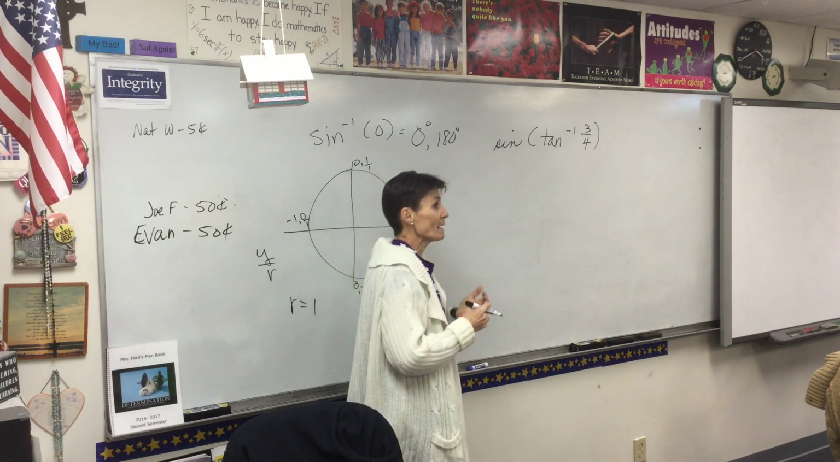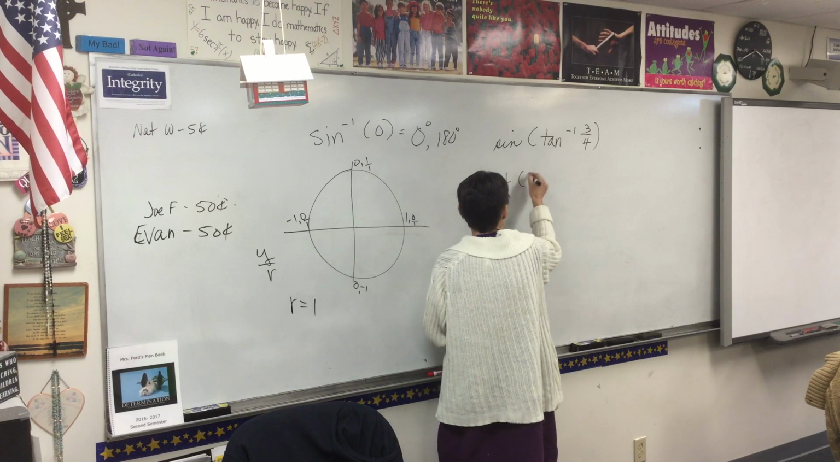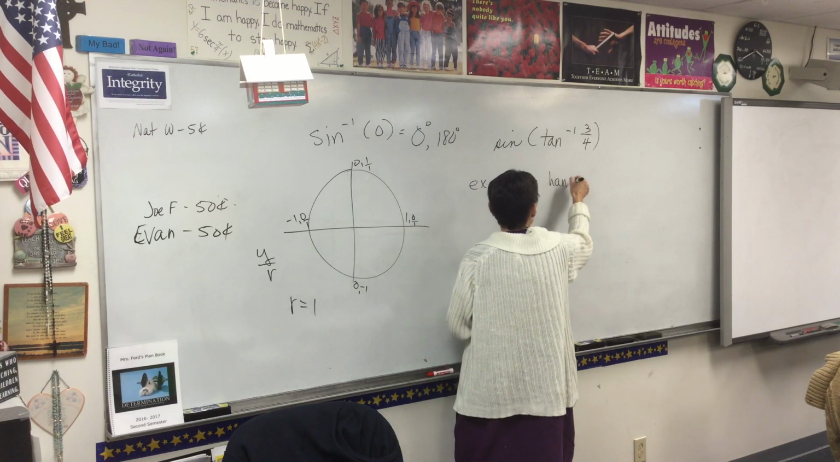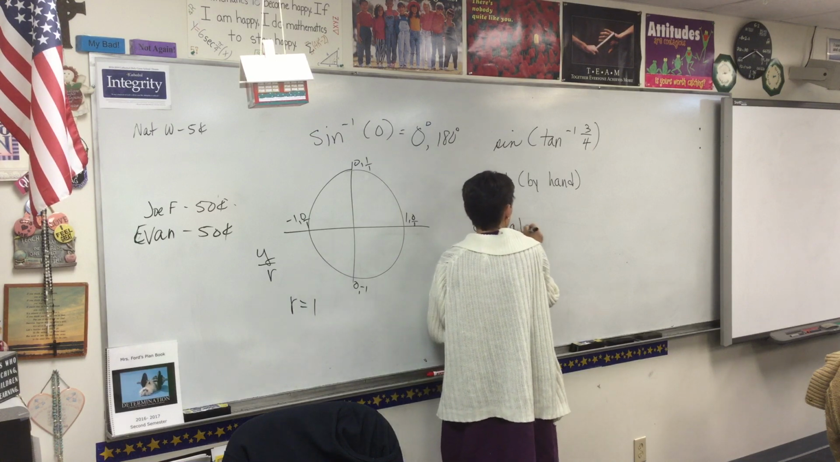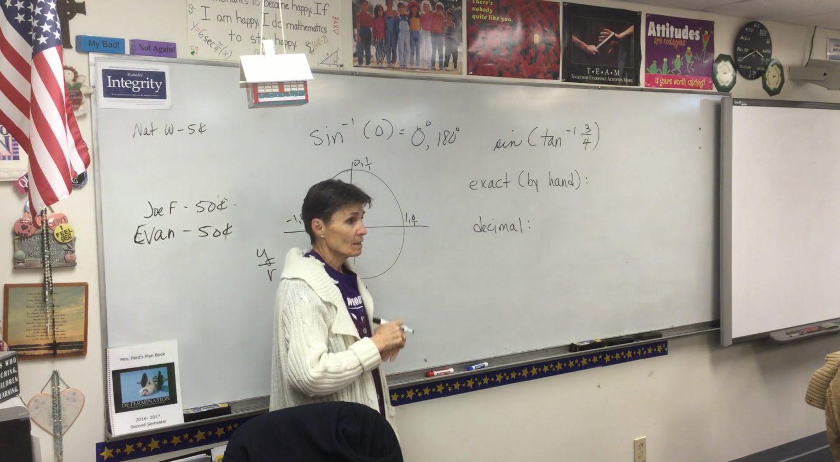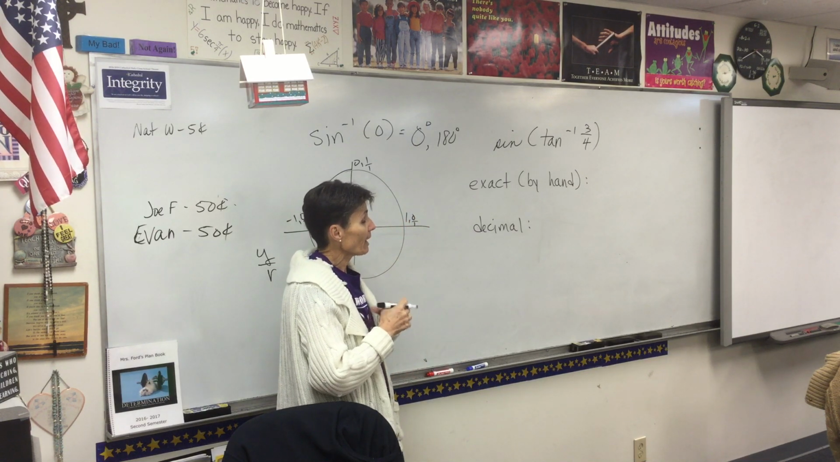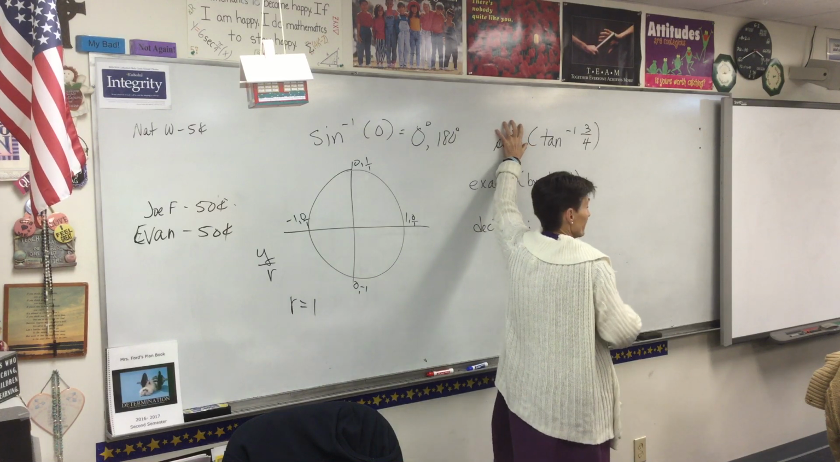You're going to do it once by hand. That is called the exact value. The exact is when we do it by hand. And then you're going to get the decimal value, which you're going to get by typing it in on your calculator. Okay? So first let's talk about how we do this by hand. Let's cover this up for a minute.